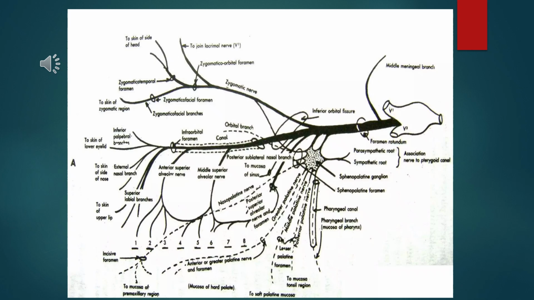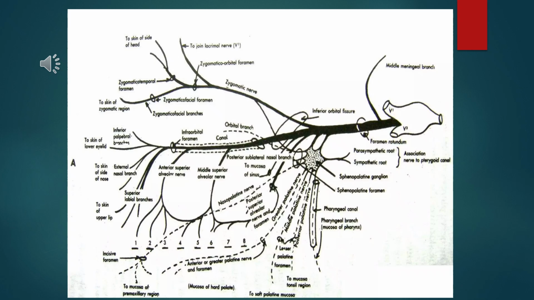Similarly, the zygomaticotemporal nerve, which is the second branch of the zygomatic nerve, leaves the orbit by passing through the zygomatic bone and greater wing of the sphenoid bone to enter the temporal fossa. Here it supplies sensory fibers to the skin over the anterior temporal fossa region.